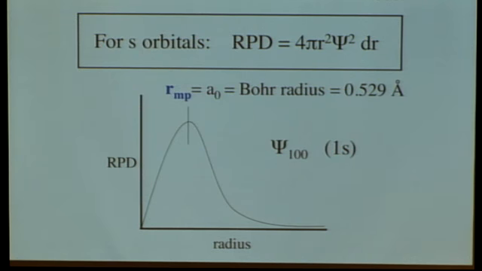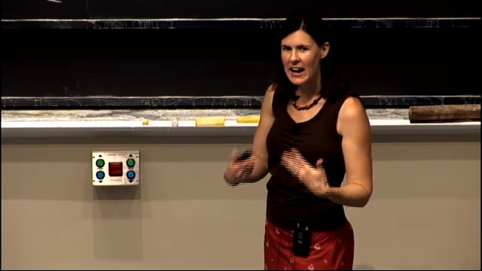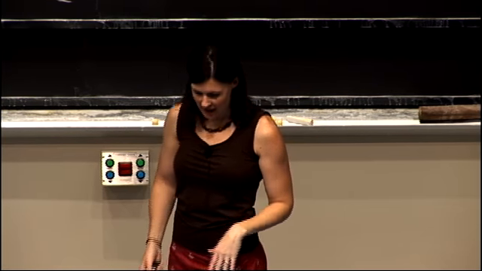And basically what that means is you can actually find an electron anywhere going away from the nucleus, but you're most likely to find it. You have the highest probability at a distance of a naught, or the Bohr radius.